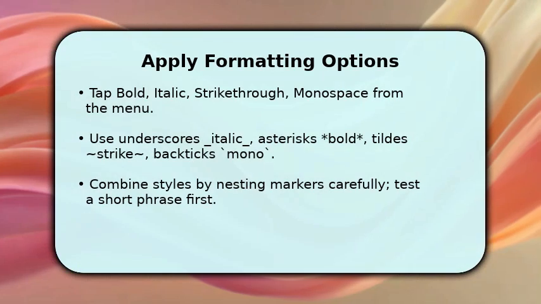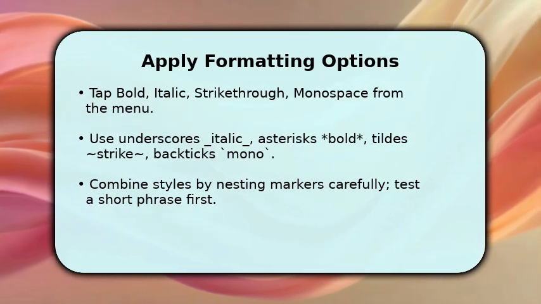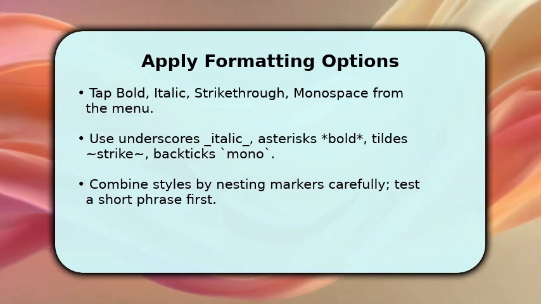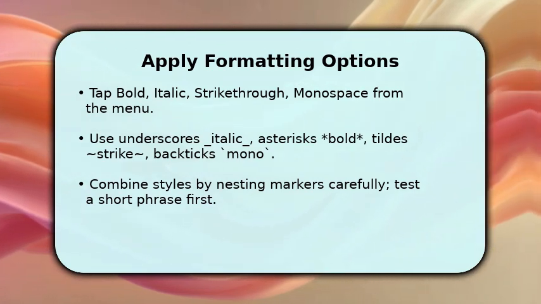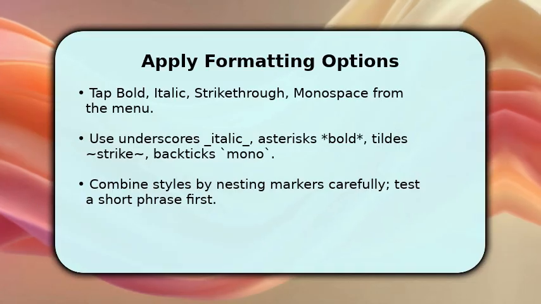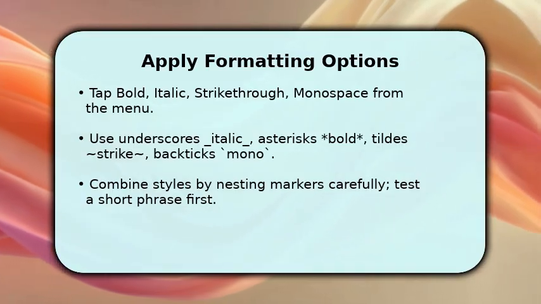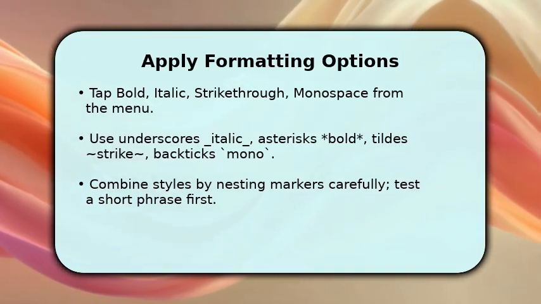Now you apply the style. Choose bold, italic, strike-through, or monospace from the pop-up menu, or type the markers directly. Asterisks for bold, underscores for italic, tildes for strike-through, backticks for monospace.